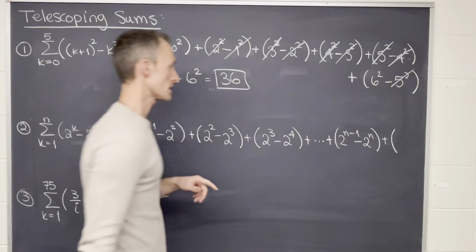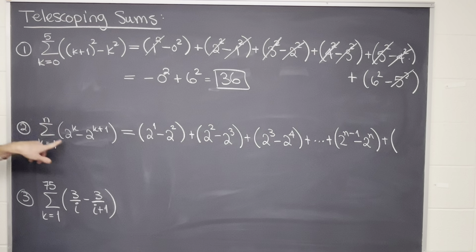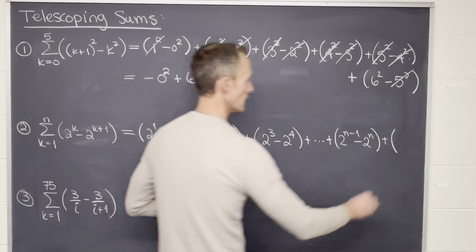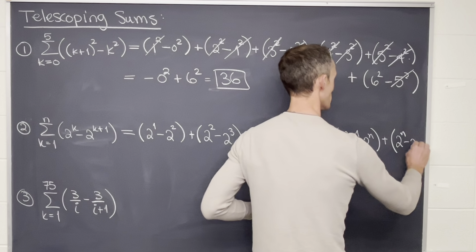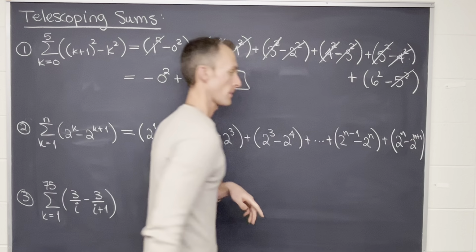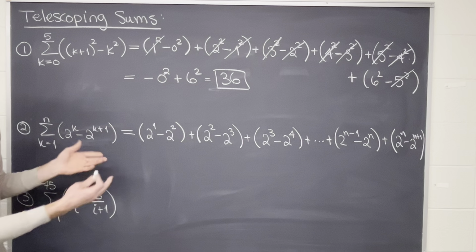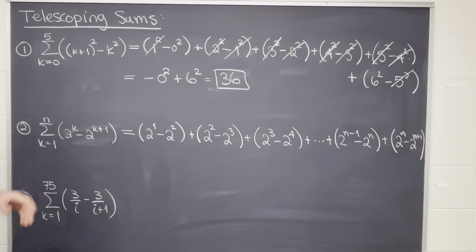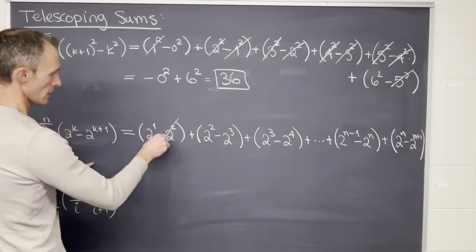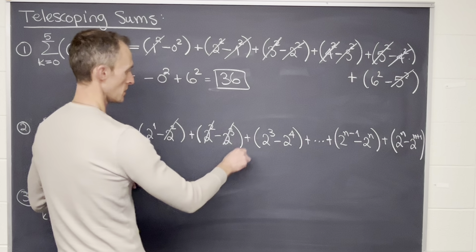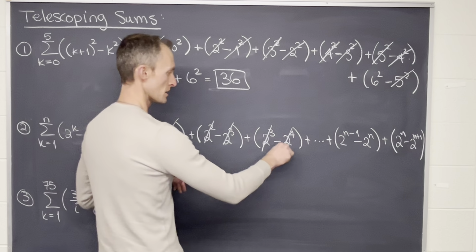And then the very last term will be k is n, 2 to the n minus 2 to the n plus 1. So that would be 2 to the n minus 2 to the n plus 1. Okay? And then again, we want to step back and say, okay, what terms cancel? I see minus 2 squared plus 2 squared, minus 2 cubed plus 2 cubed, minus 2 to the 4th plus 2 to the 4th.